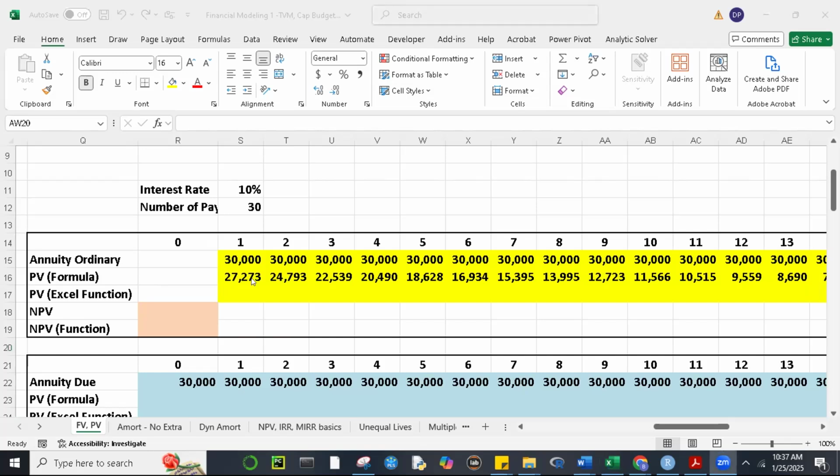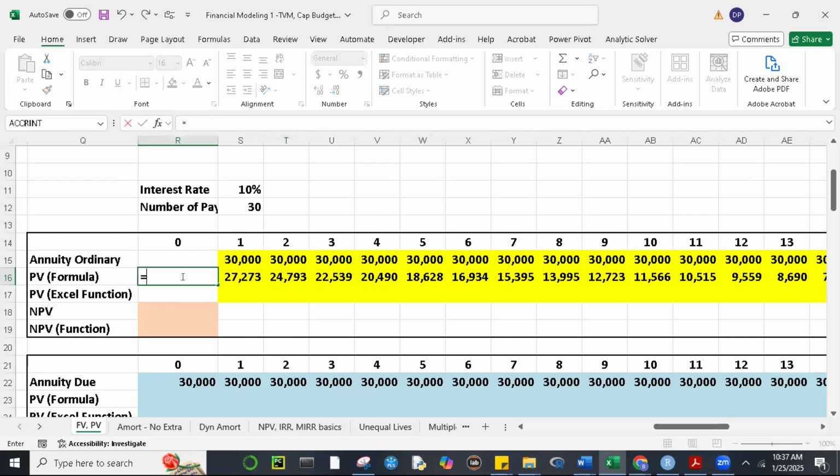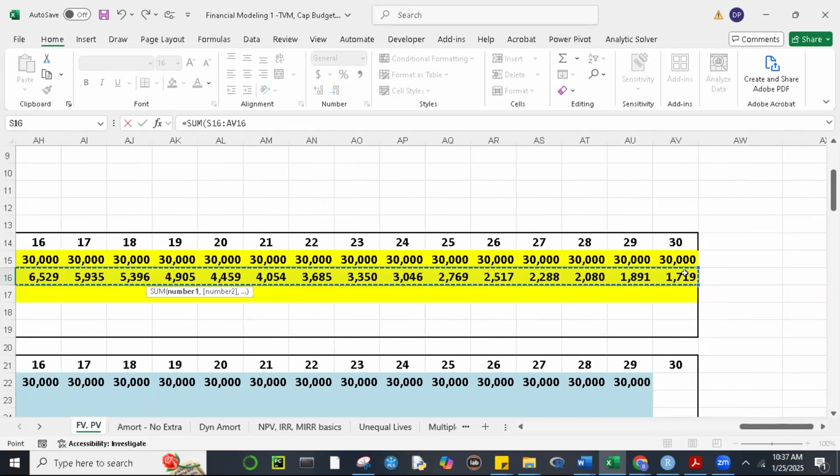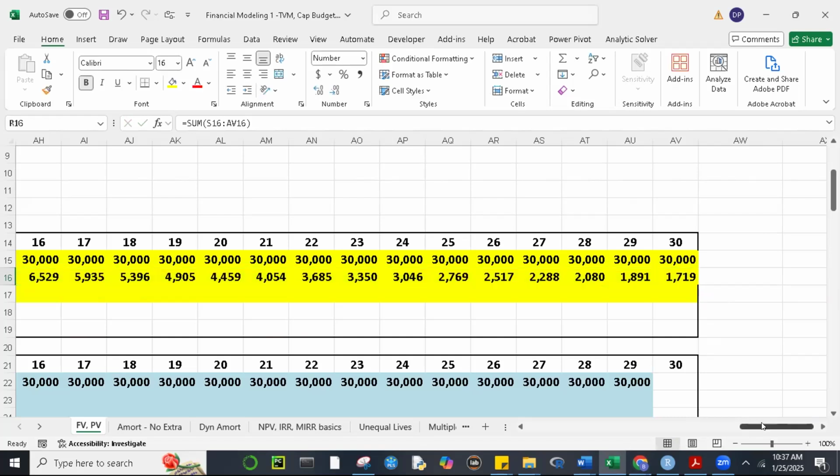Why? Because these are all present values already. This is present value, present value, present value. What does this mean? The equivalent of 30,000 2 years from now at 10% is 24,793. So these are all present values, so we can now add them. So let's sum them up. Control Enter, and we get this.